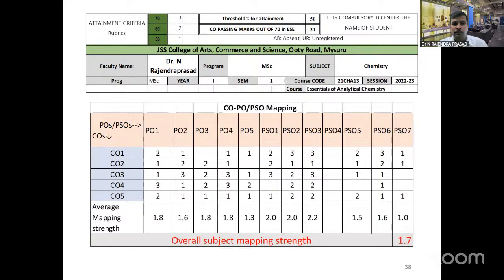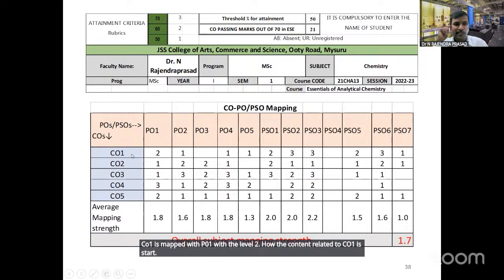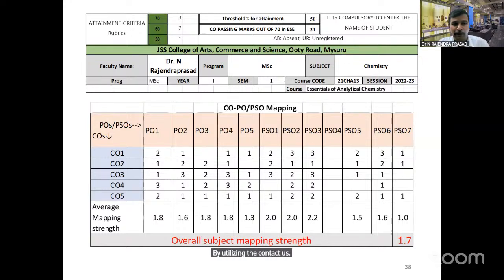How? The content related to CO1 is taught by utilizing the contact hours between 15 and 25 hours, 25% of the overall hours, and more than 3 assessment tools are used. That's what the mapping level is 2. CO1 is related to PO1. What is the mapping level? That is 2. Similarly, you see here, CO3 is related to PO2.